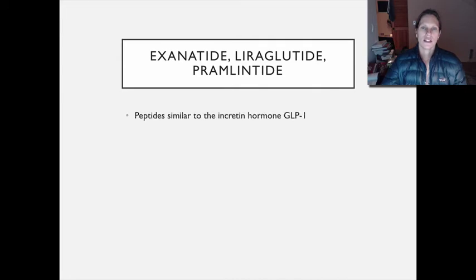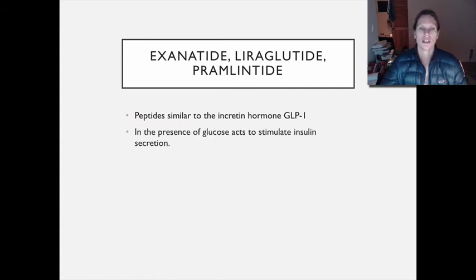And then finally, there are these three other drugs called exenatide, liraglutide, and pramlintide. These are newer drugs, and they're peptides similar to a hormone, the hormone called GLP-1, the one we just talked about. Essentially, in the presence of glucose, they act to stimulate more insulin secretion. So they help us make more insulin. You have to have beta cells that are capable of making insulin to do this. There's more to this; obviously I broke it down to the bare minimum.